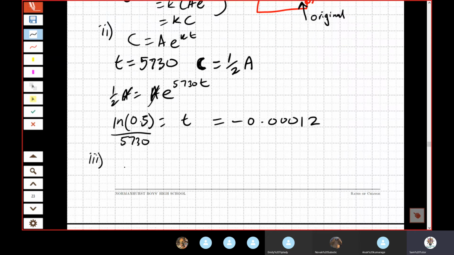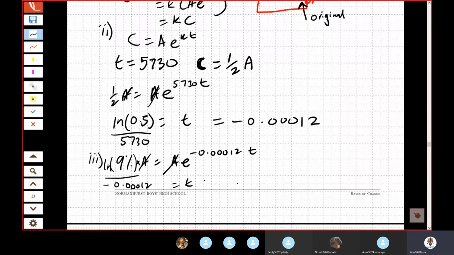The idea is all you're going to write is 9% of A equals A e^(kt), which is decreasing. Now you guys know that because it's a negative. You see how you didn't bother, even if it's a decay question? Cross out the A, log both sides, divide it. You're done. Log 9% over negative 0.00012 equals T. Novak, easy? Just that beginning bit, C equals original A. Log 9%, divide by negative 0.00012.